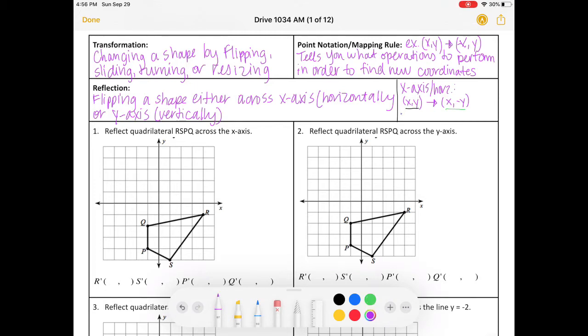If it is across the y-axis or vertically, it's going to be your original coordinates, x comma y, and then transforming to your new coordinates. So I'm flipping on the y-axis, meaning y is the one that stays the same, and x is negative. Okay. So definitely refer back to this set of info as we're working on these next few problems, just to kind of reinforce in your brain what you're looking at there, okay?